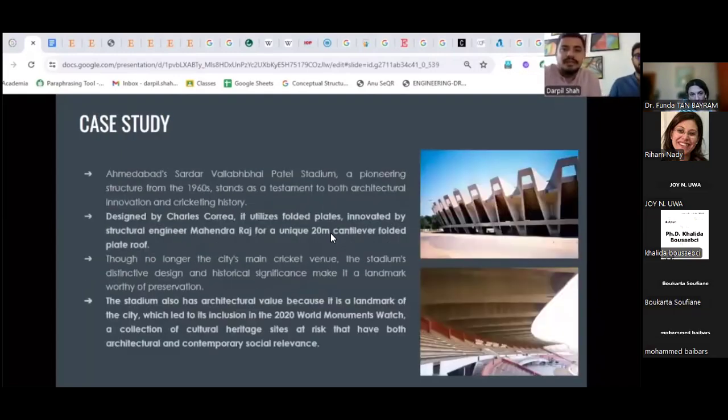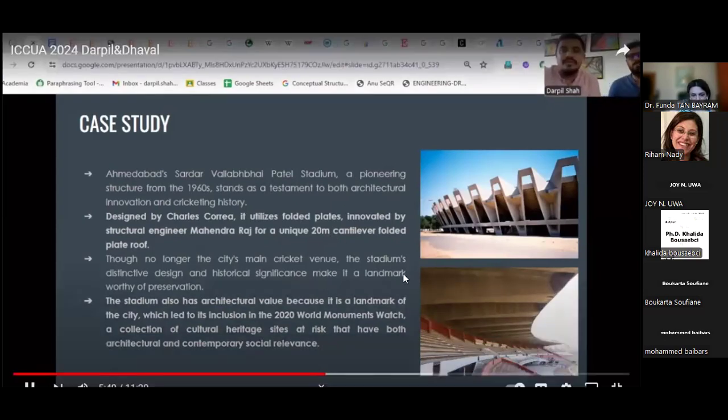So we came with the case study, or let's say an example. Consider the renowned Sardar Vallabhbhai Patel Stadium, which was commissioned in 1960. It lies in the heart of Ahmedabad city. Designed by architect Charles Correa and the structural engineer Mahendra Raj, who also collaborated with Corbusier and B.V. Doshi to create renowned architectural structures in Ahmedabad. The stadium boasts a unique and significant feature, a 20-meter cantilever folded plate roof, the first of its kind at that time. The structure is also constructed in exposed concrete, where cast in situ seating further adds to its architectural merit.